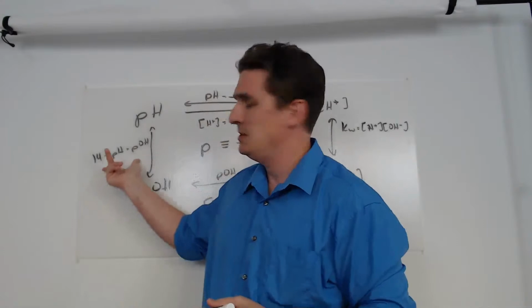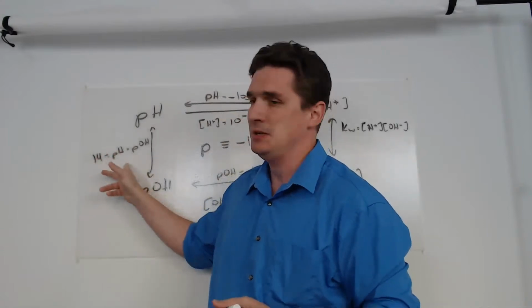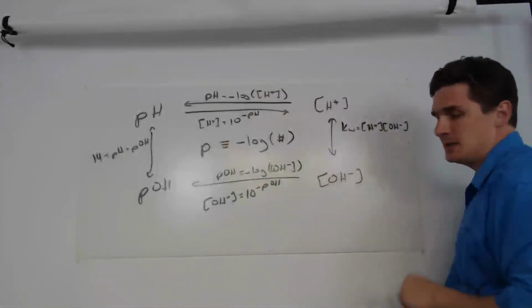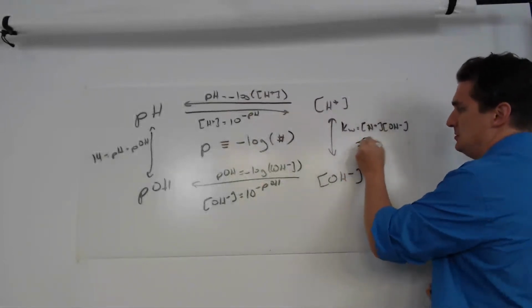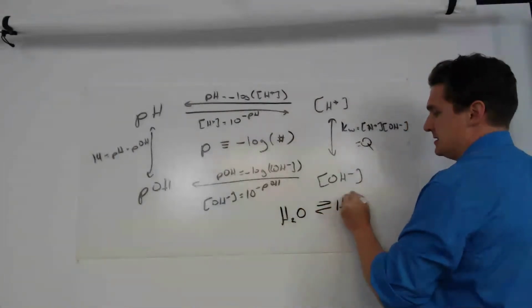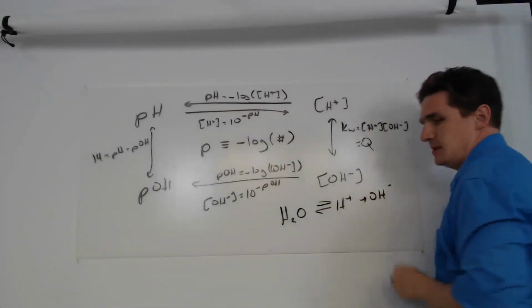Now, I think I have proof in the notes for where this 14 equals pH plus pOH comes from, and the Kw, where this comes from. This is Kw just equals Q, and you're doing Q of this reaction, H2O going back and forth to H plus and OH minus.